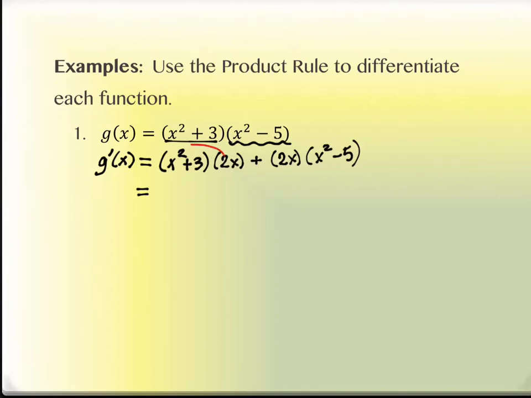So we're going to distribute our 2x. So now I have 2x cubed plus 6x, right? And then we're going to distribute over here our 2x. And I have another 2x cubed. And then minus 10x. Does that look okay? Combining like terms, what do we get?